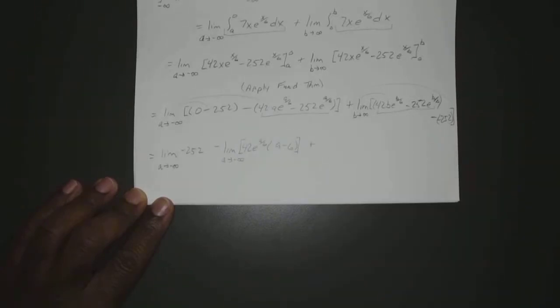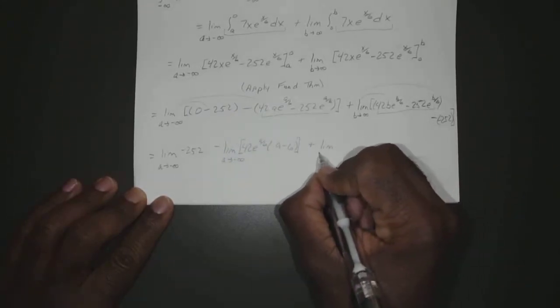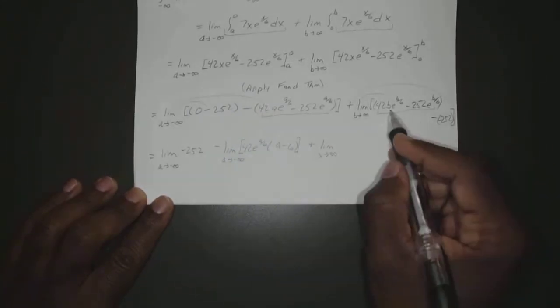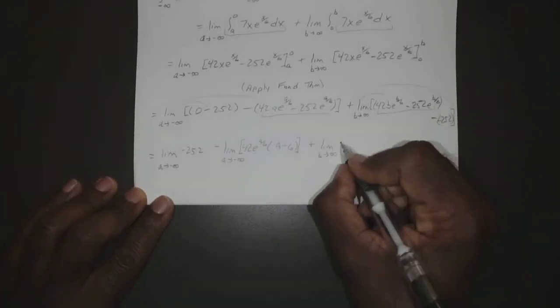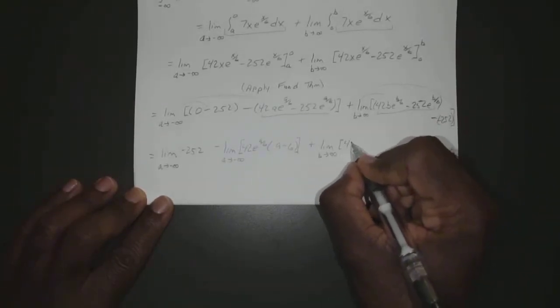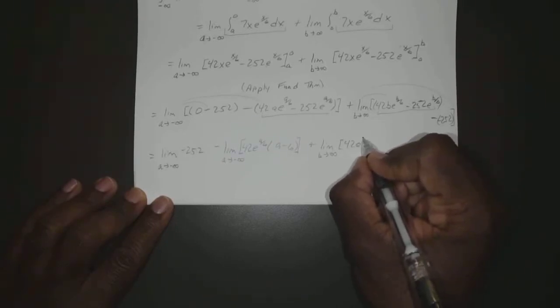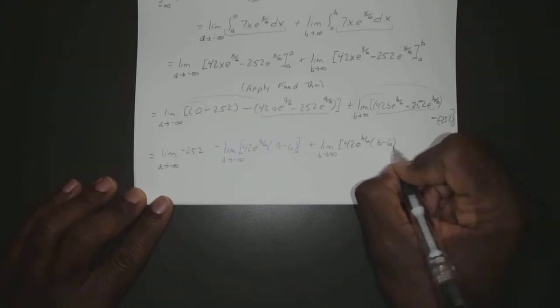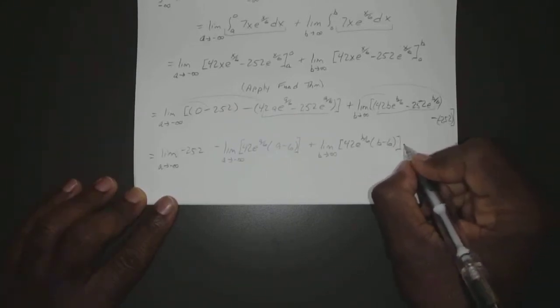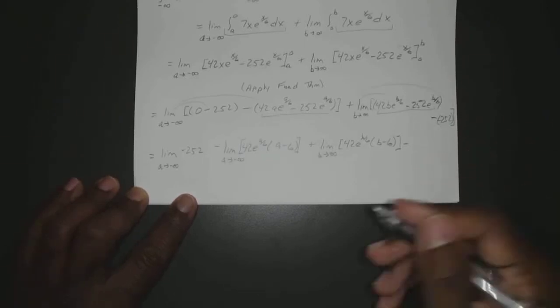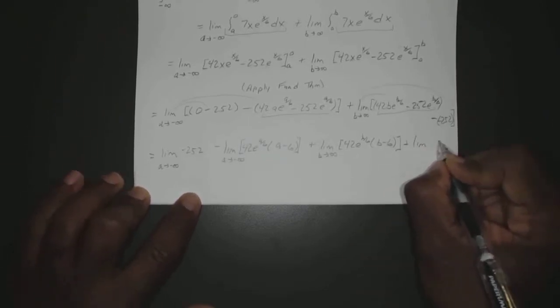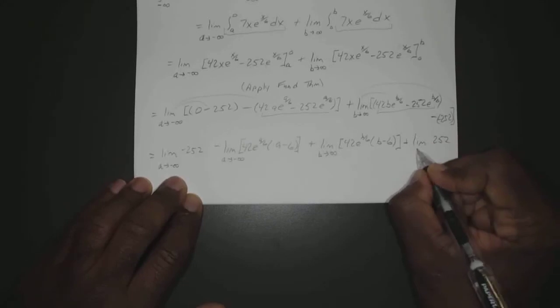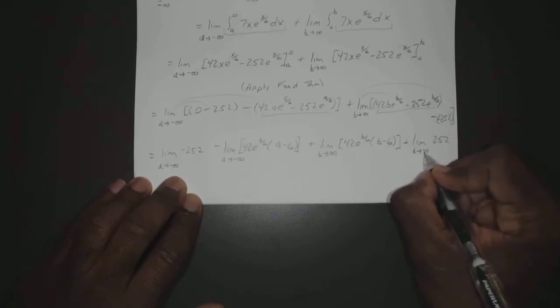Plus the limit as b approaches infinity. Again, we're going to keep all of that together. So 42e to the b over 6 times b minus 6. Actually, minus negative, that becomes plus, the limit of 252 as b approaches infinity.